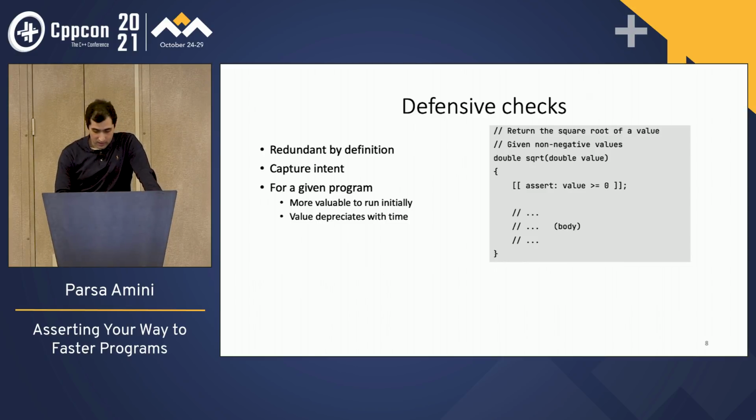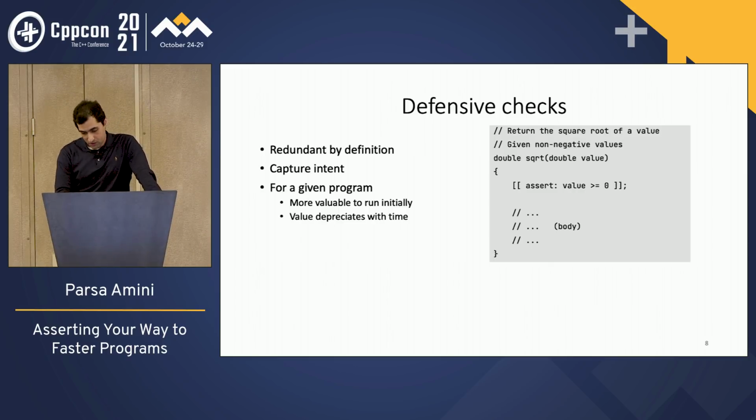Now, our contract says that calling this square root function with a negative value is undefined behavior, because the contract doesn't say that this function can work correctly with a negative value. And we have a check that can detect violations now. That's what the assertion is doing.